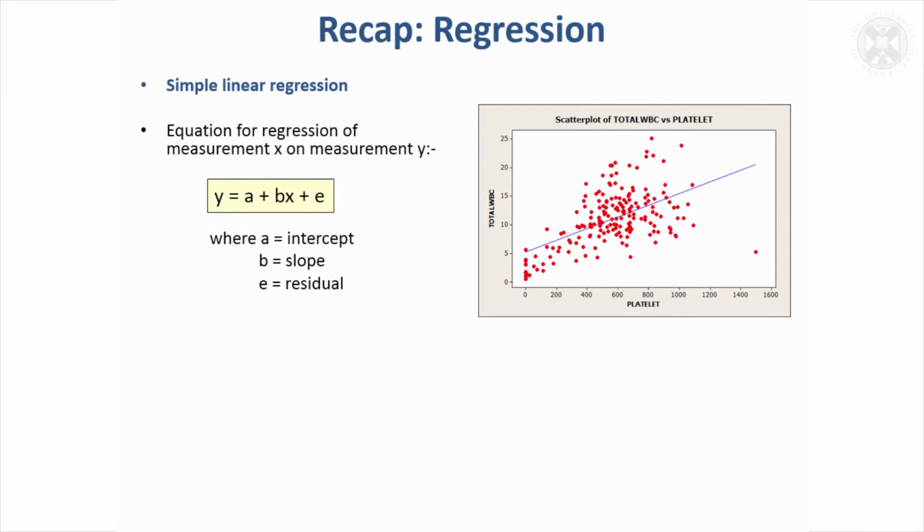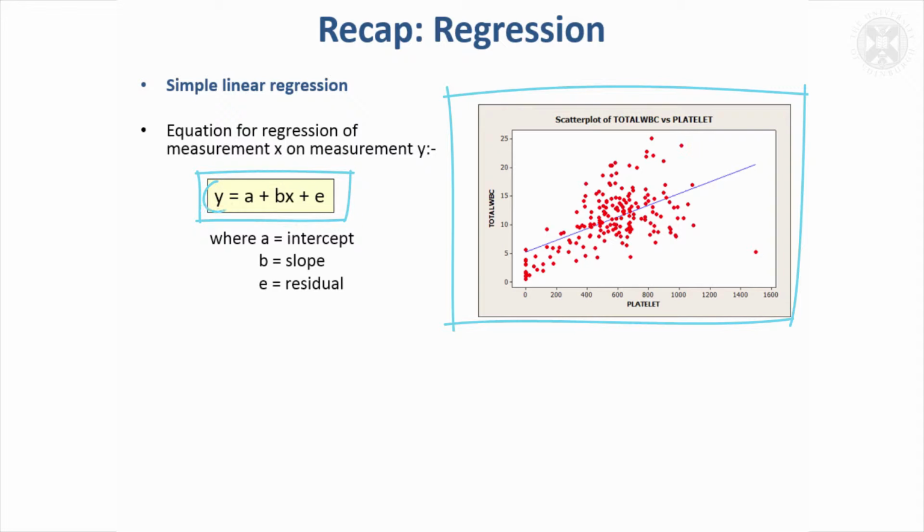Just going to briefly, in that case, recap on regression. So last time we looked at simple linear regression. This is just the same slides again. And that's for the case where you've got two continuous measurements and you want to measure their relationship. So here we've got white blood cell count and platelets, and it looks as if they're positively related. And that relationship can be described by a regression model.